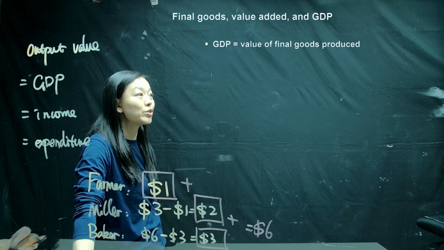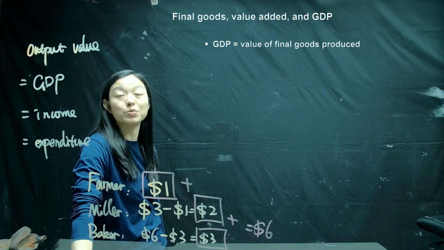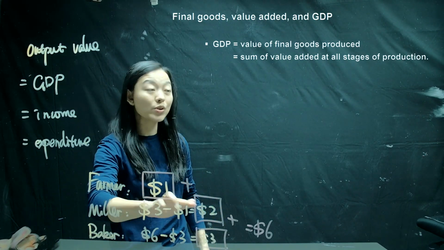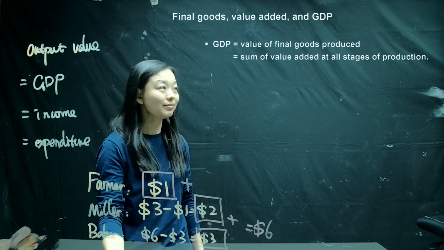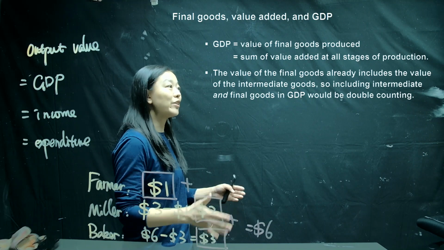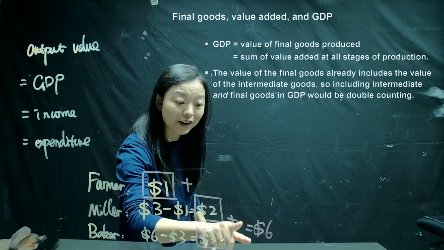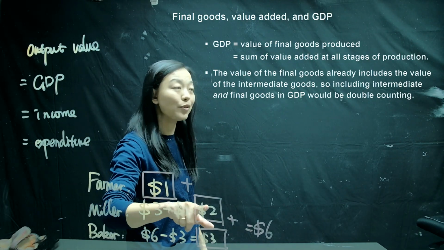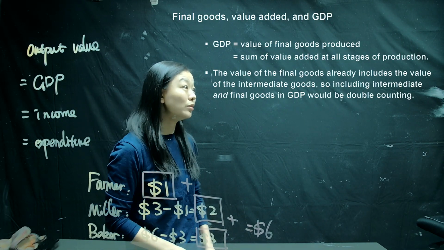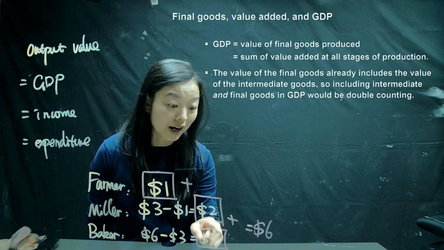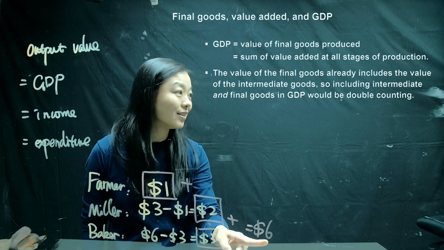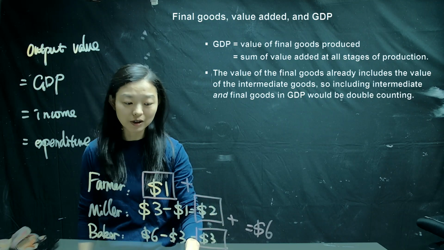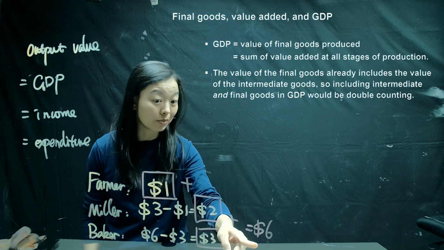So GDP will equal the value of all the final goods produced. It will also equal the sum of the value added at all stages of production. The value of the final goods, you see the $6 here, already includes the value of all intermediate goods. So including the intermediate goods price and the final goods price would result in double counting in GDP. Okay, so we will only count $6 in GDP.